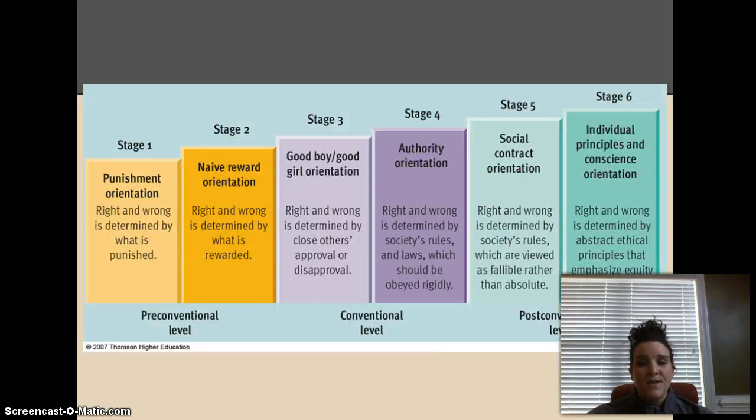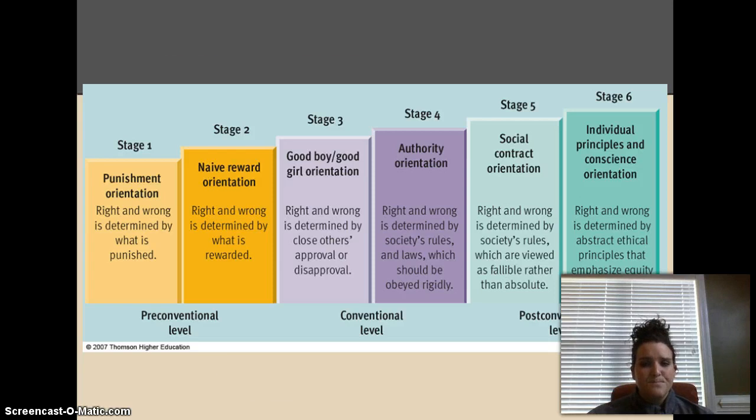Here's another way to look at it, a little bit more divided up. Stages 1 to 2 fall in the pre-conventional level. Punishment, naive reward. Stage 3 and 4 is that conventional level. Am I good? Am I bad? You want to make sure that you are adhering to an authority's rule. And then 5 and 6 you have more post-conventional, where you're thinking about, is this law fair?